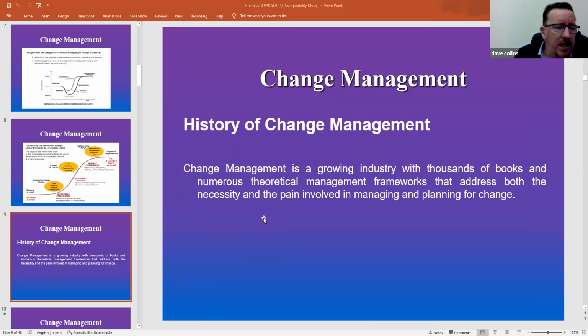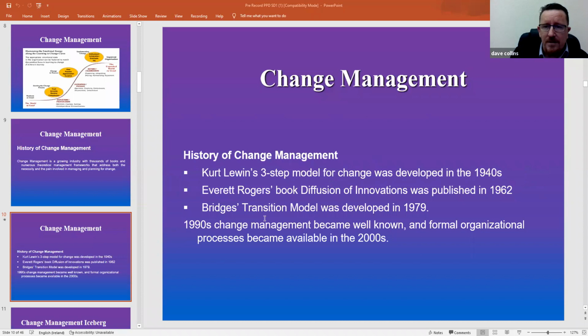The history of change management. Change management is a growing industry with thousands of books and numerous theoretical management frameworks that address both the necessity and the pain involved in managing and planning for change. And there are so many different theories out there. You could do a whole module just on theories alone. Everybody knows Maslow's theory, and we will be using that later on.